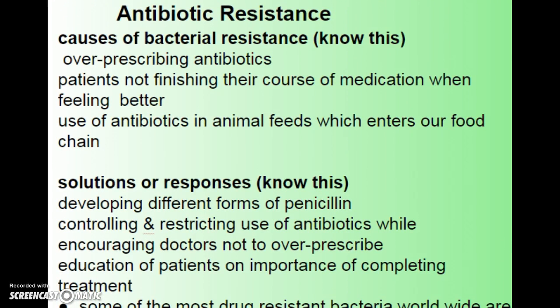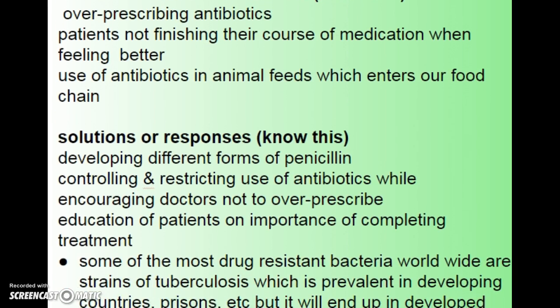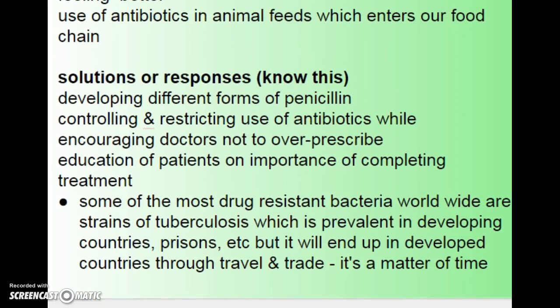Main causes of it, pretty easy to come up with. Antibiotics are overprescribed. Patients don't finish their course of medication when they feel better, so then some of the really nasty bugs survive. And the use of antibiotics in animal feeds, especially cattle and chickens, end up entering our food chain. So solutions or responses to this that would help the problem would be develop different forms of penicillin, control and restrict the use of antibiotics while encouraging doctors not to overprescribe, and educate patients on the importance of completing the treatment even if they feel better.